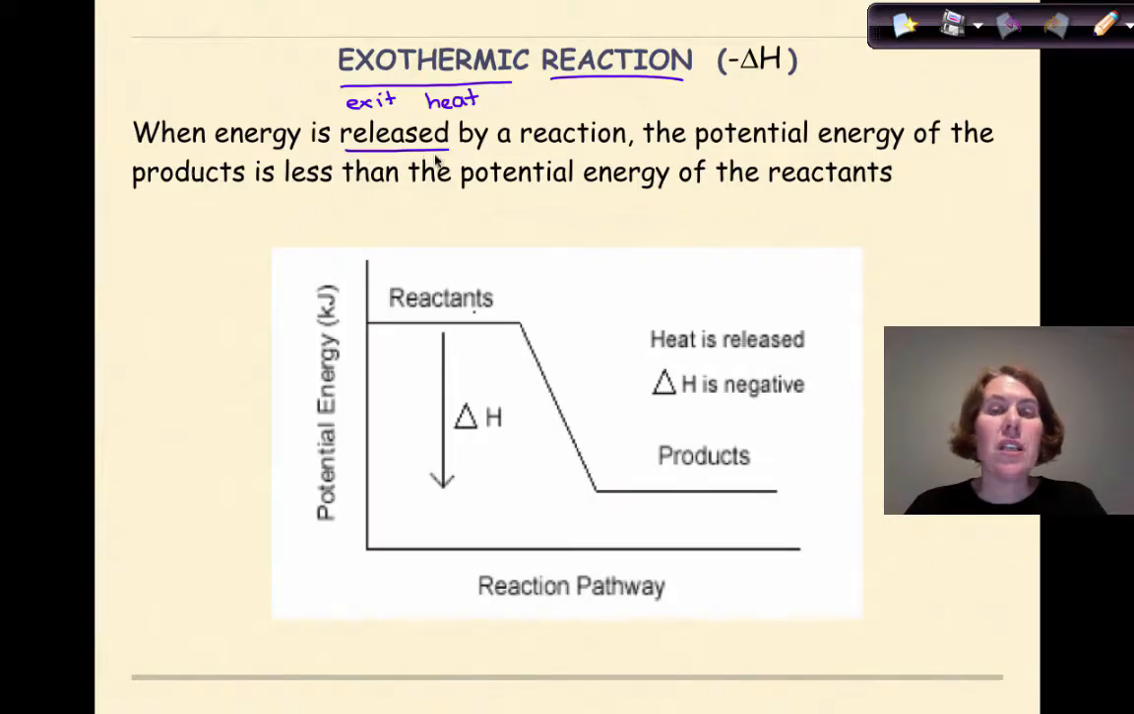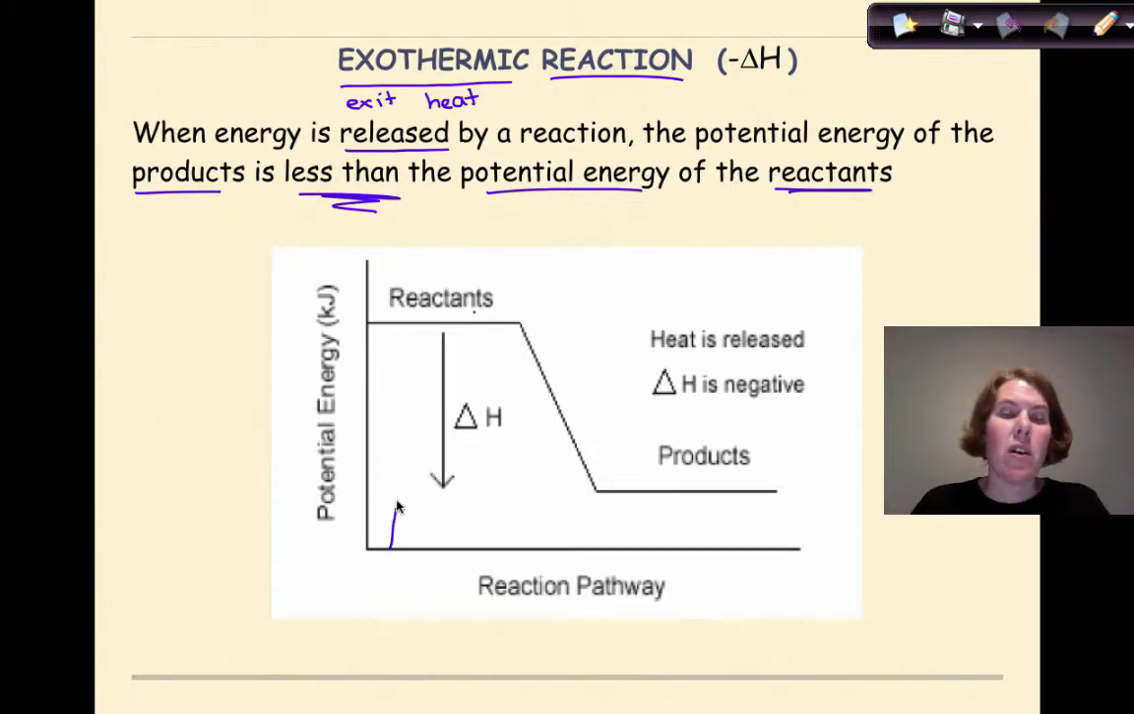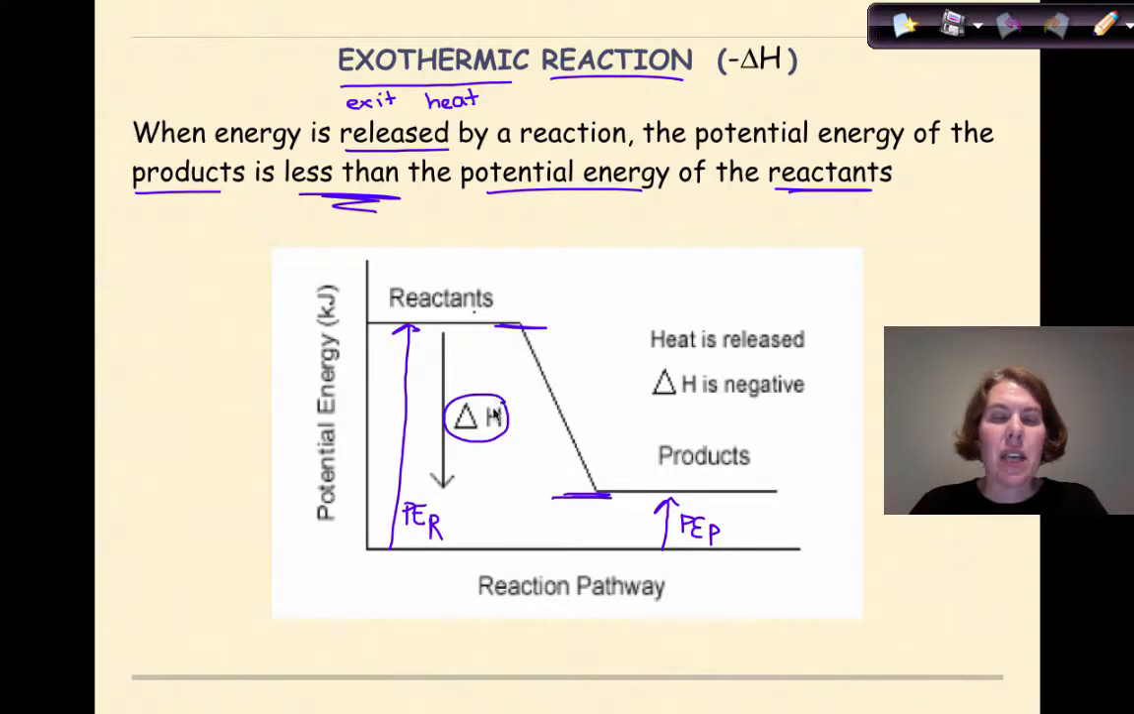When energy is released by a reaction, the potential energy of the products is less than the potential energy of the reactants. So in this particular diagram, my reactants, so I could put this all the way up to the top, so that's the potential energy of my reactants. That has a lot of energy compared to the potential energy of my products down here, potential energy of my products. The difference between these two is from here to here, which is represented by this delta H.